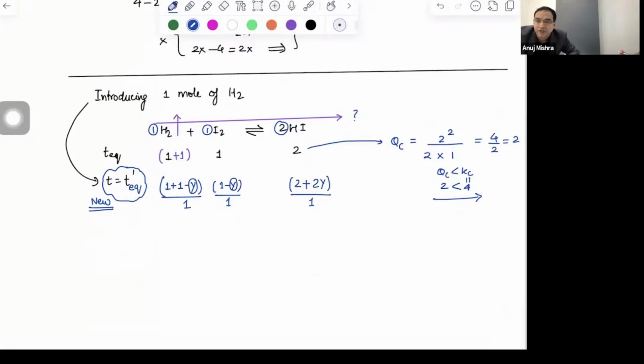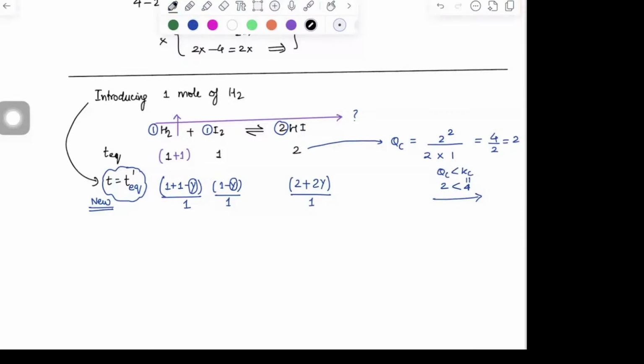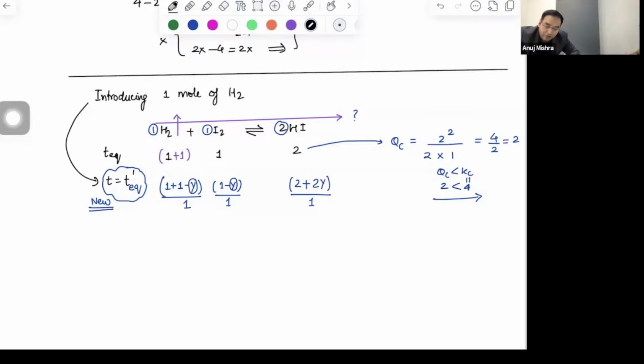Are you understanding? Shyam, is it clear now? Sanjana, is it clear? So this is the new number. Sanjana, are you there with us? Yes, sir. Okay, so what will be the value of KC? KC is 4. And again we say HI whole square divided by H2 into I2. At new equilibrium, I am again redefining KC with the same value of KC because temperature has not been changed. So what will be the number here? 2 plus 2y whole square divided by 2 minus y into 1 minus y.